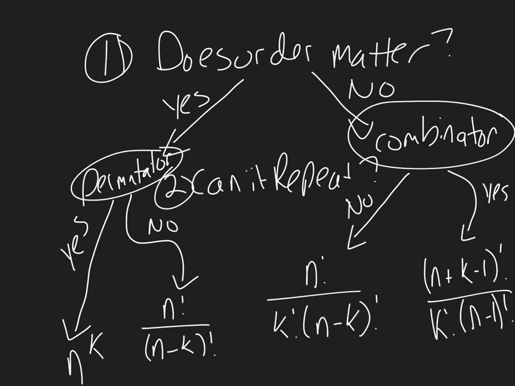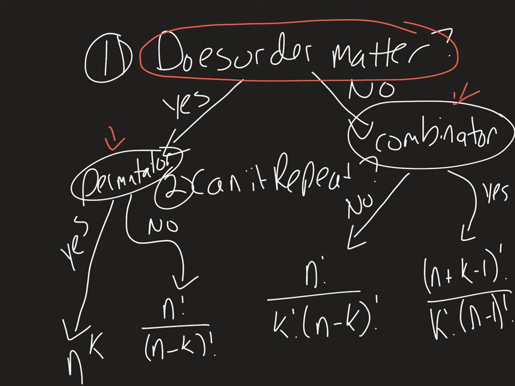In this case, I've made a flowchart, and it might look a little bit much at first. However, to determine what formula you use, and thus far we've talked about 4 of them, you can ask yourself 2 questions, and 2 questions only. The first being, does order matter? If the answer is yes, you're dealing with a permutation. If the answer is no, you're dealing with a combination.